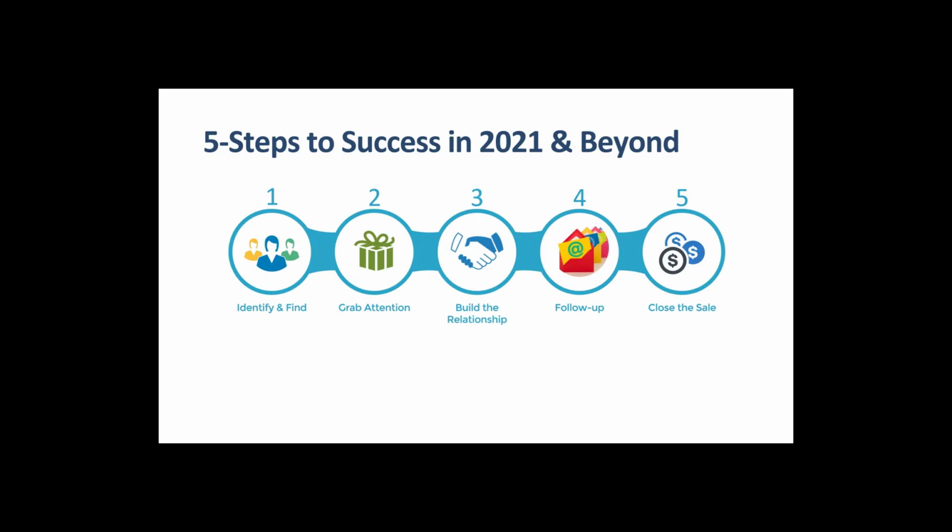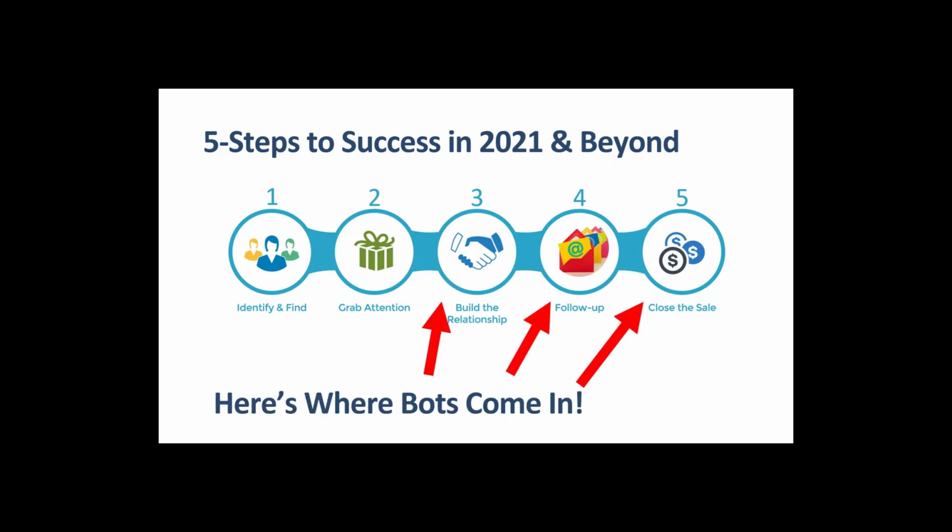Now, there's 5 steps to success in 2021 and beyond. First off is you want to identify and find your customer. Second, you want to get their attention. 3, you want to build relationship with them. 4, you want to follow up with them. And 5, you want to close the sale. And the nice thing is, bots can step in and handle steps 3, 4, and 5 all for you.